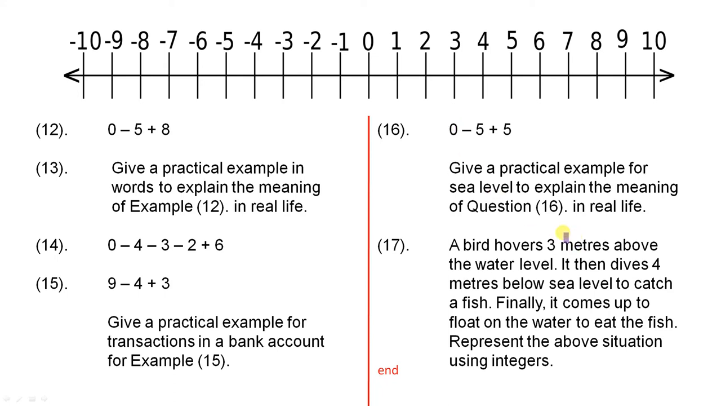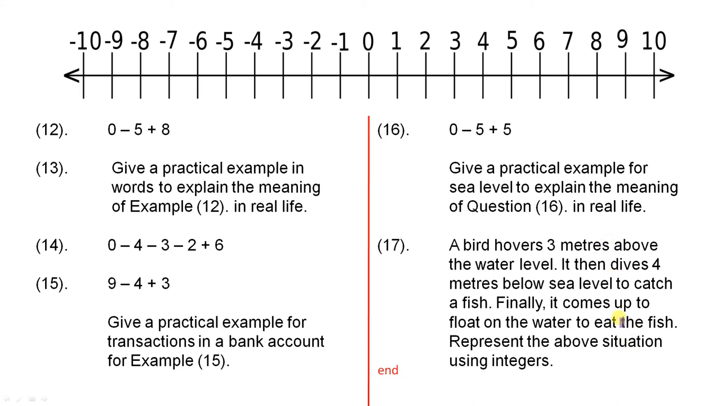Now this is a very interesting one here. We have a worded problem, so let's have a look at it. A bird hovers 3 meters above the water level, which is above sea level. It then dives 4 meters below sea level to catch a fish. Finally, it comes up to float on the water to eat the fish. Represent the above situation using integers.